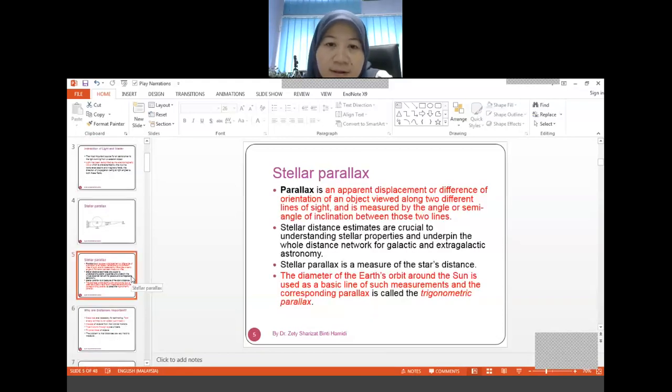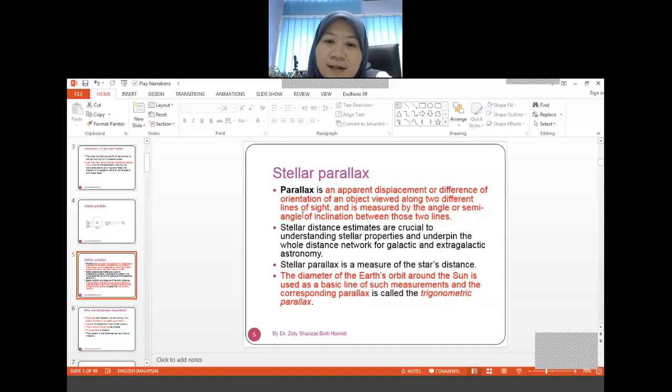So what is stellar parallax? This is the apparent displacement or difference in orientation of an object viewed along two different lines of sight. As we can see from the schematic diagram before, we have two different lines of sight, and it is measured by the angle or semi-angle of inclination between the two lines. The diameter of the Earth's orbit around the Sun is used as the baseline, and this is what we call trigonometric parallax. It is based on mathematical methods, and from there we can calculate the distance of any star.